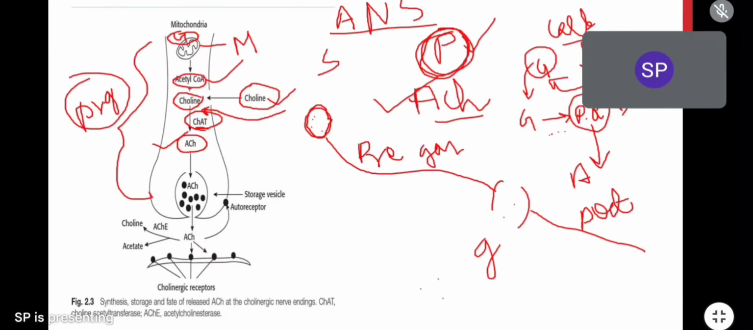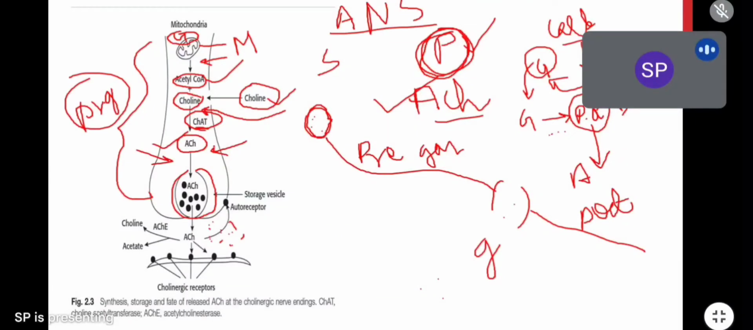Now you see, acetyl-CoA plus choline synthesizes acetylcholine, and the synthesized acetylcholine will be stored in the vesicles of the preganglionic fiber. Whenever stimulation is required, what happens? Sodium or calcium ions will enter into this preganglionic fiber. When this presynaptic or preganglionic cell depolarizes, it will eject the stored vesicles with acetylcholine. So acetylcholine will be released into the synapse, into the ganglia.